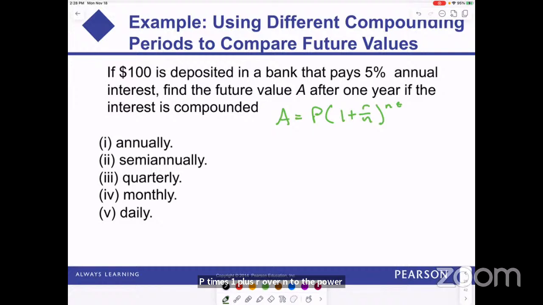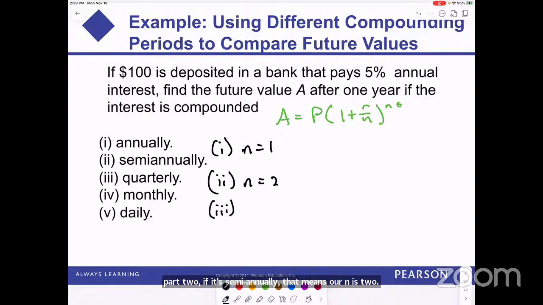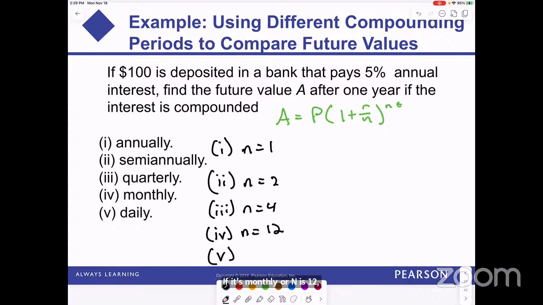So for part A, if the interest is compounded annually, that means our N is 1. For part 2, if it's semi-annually, that means our N is 2. For part 3, if it's quarterly, that means our N is what? 4. If it's monthly, our N is 12. And if it's daily, our N is 365.